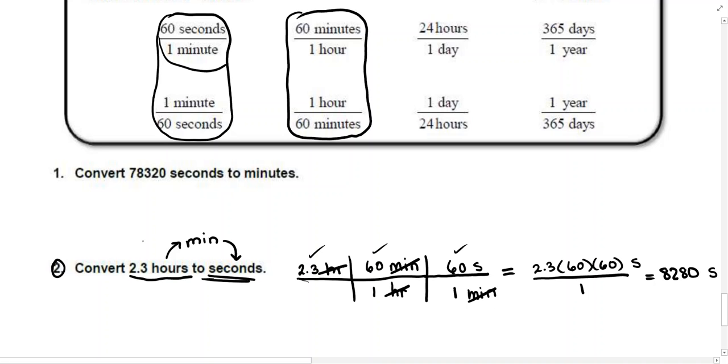And like I said, this one is to the tenth. And this one's only to the ones or tens. You can be less precise, but you cannot be more precise. You can't have more decimal places than what you started out with.